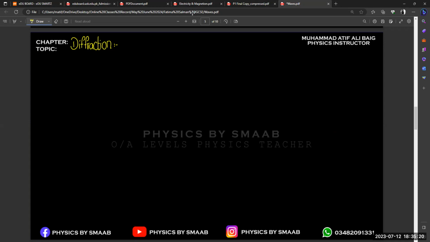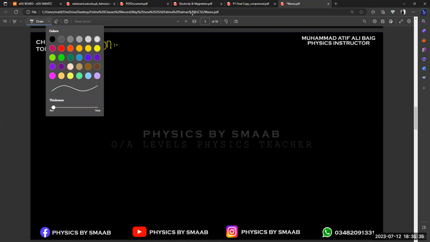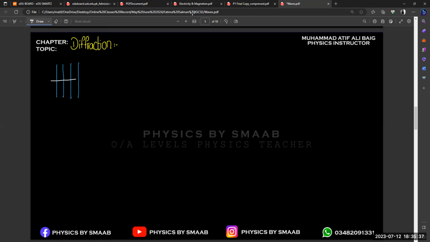Let's suppose we consider a water wave, and water waves are going to pass like this. So water waves are moving in a forward direction, right? This is the direction of water waves. And let's suppose we have a barrier, but the barrier is not a complete wooden bar. There is a gap in it, right?